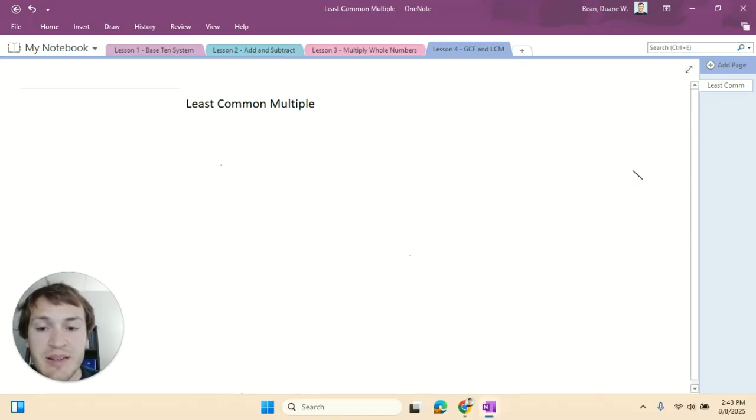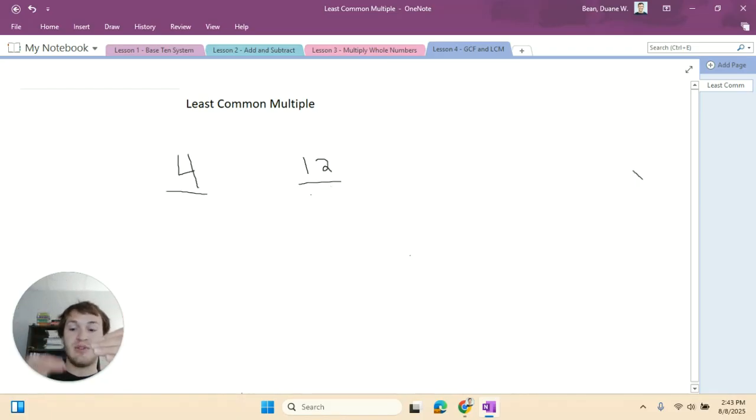For our next example, let's look at 4 and 12. Let's say there's a train that stops every 4 stations, and another train that stops every 12 stations. When will those two trains stop at the same station at the same time? We're going to have to do least common multiple to figure that out. So we have 4 and 12. First, we multiply those together so we know the maximum our answer can be. 4 times 12 is 48. So when I'm making my multiples list, I will stop at 48.